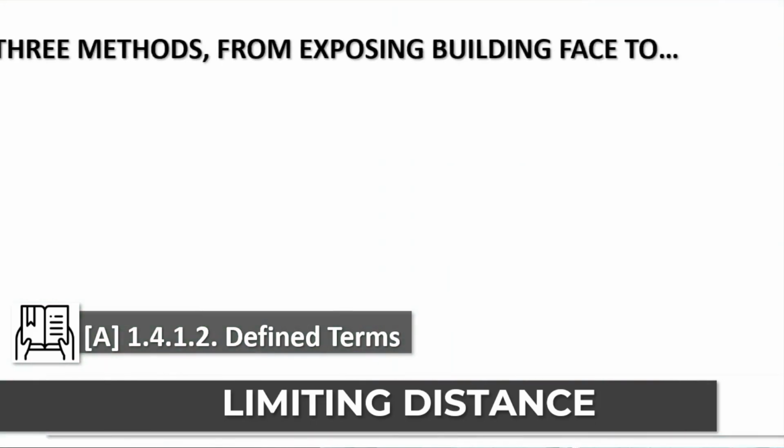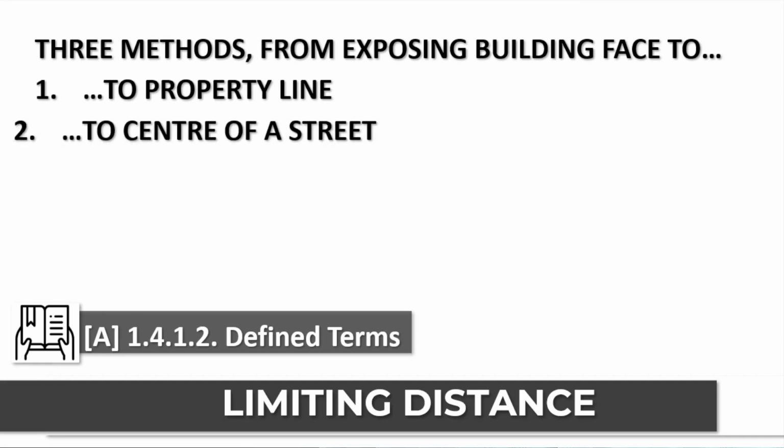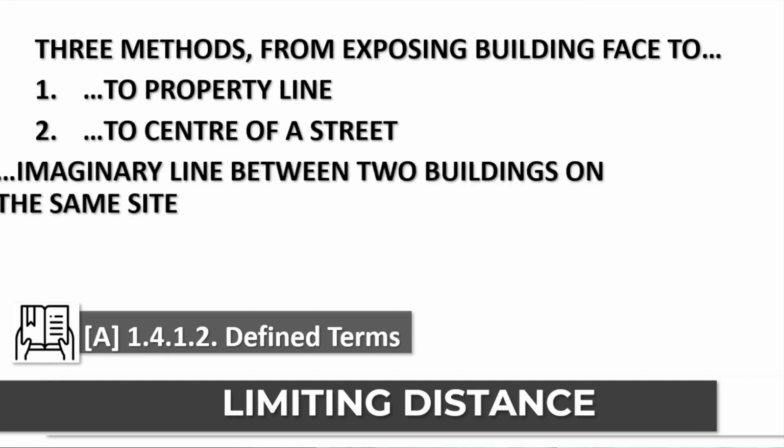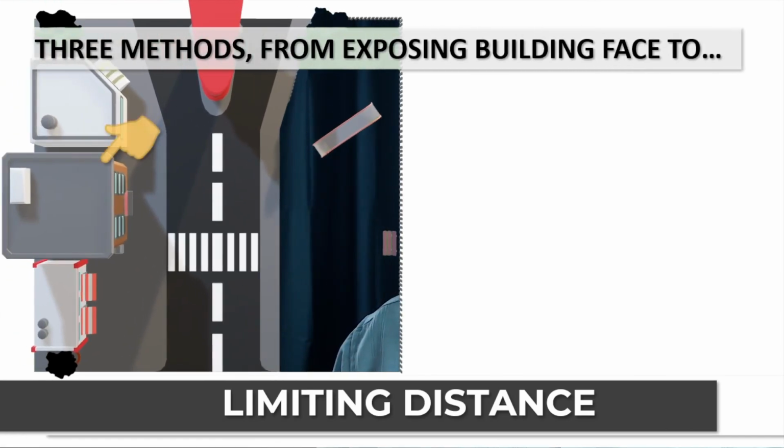Okay? The first one is the distance from the exposing building face you're identifying all the way to the nearest property line that's facing that face. The second possible way to determine the limiting distance is the distance from the exposing building face you're analyzing to the center of the street. This overrides the distance to the property line if there is a street beyond the property line. The third one, for calculating limiting distance, is from the exposing building face to an imaginary line between 2 buildings if those 2 buildings are on the same site.